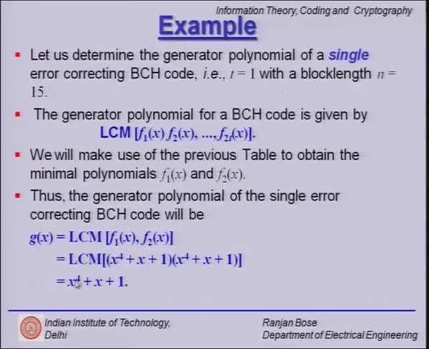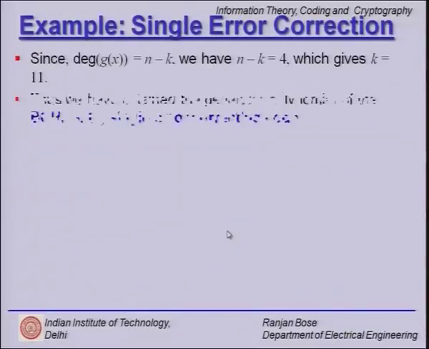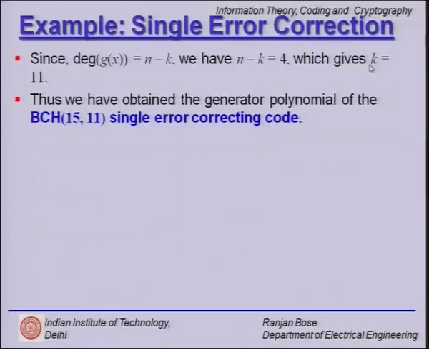Now, n minus k is 4 and n is already 15, consequently k must be 11. So, continuing that, we will get k equal to 11. So, we have certainly developed the first BCH code, the single error correcting 15,11 BCH code, which is a binary code. Okay.